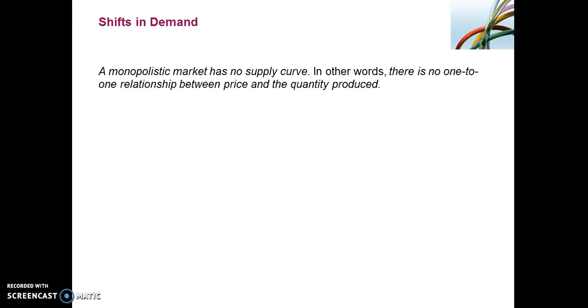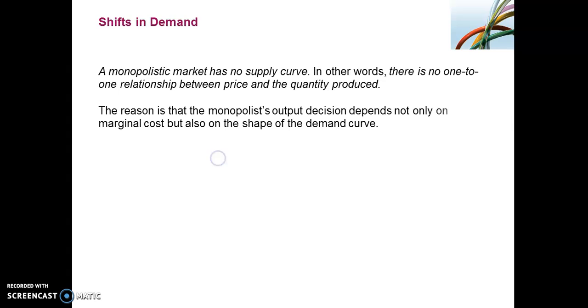Now, in a competitive market, you will recall that there is a supply curve, given by the upward sloping portion of your marginal cost curve. However, in a monopolistic market, there is no supply curve. So, in other words, there is no one-to-one relationship between price and the quantity produced. Now, why is that? The reason for this is that the monopolist output decision depends not only on the marginal cost, but also on the shape of the demand curve. And we're going to see this in the subsequent slide.